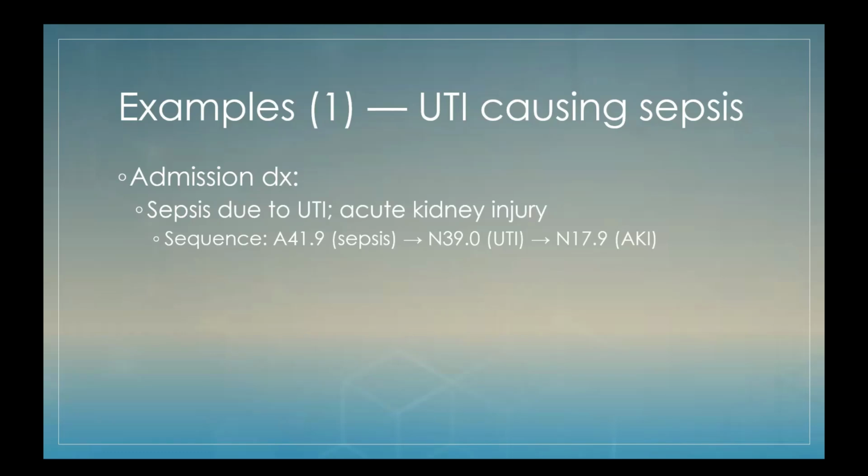Example 1, sepsis due to UTI, acute kidney injury. You code sepsis first, then the UTI, then the AKI. The organ dysfunction, otherwise known as the AKI, is coded separately when documented.